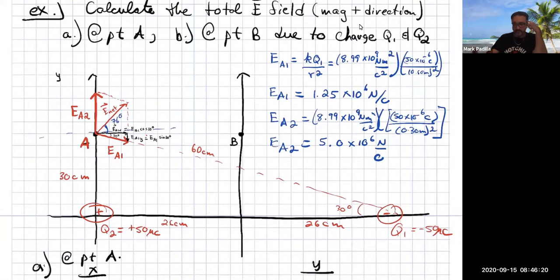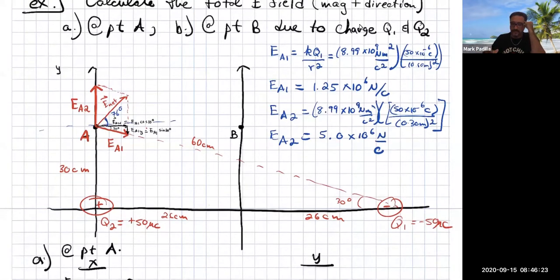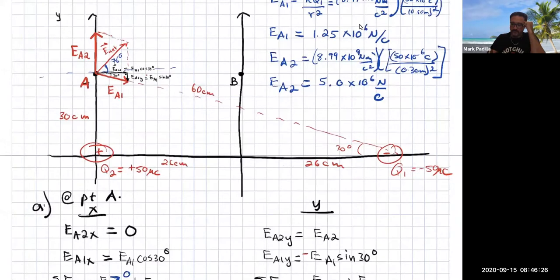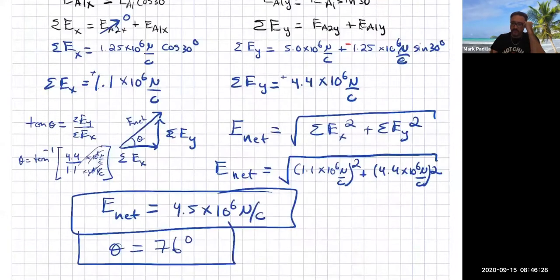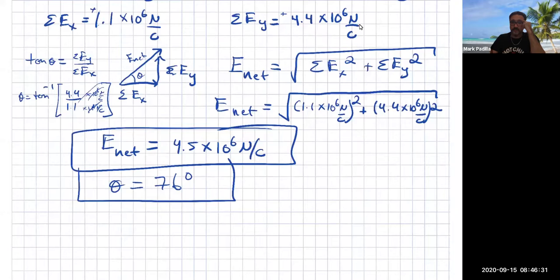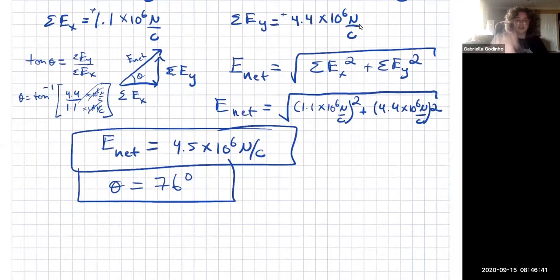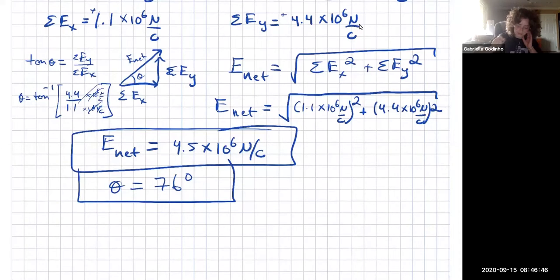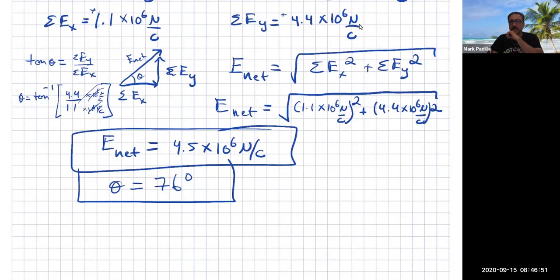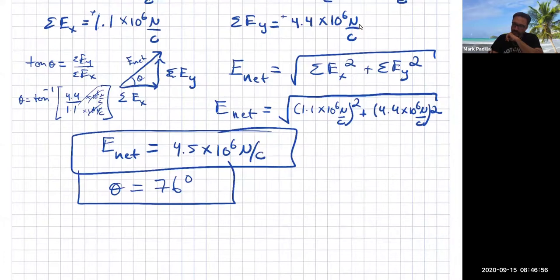All right. So that's the sum and the sum of the E field magnitude. E net is 4.5 times 10 to the 6 Newton per Coulomb, and the angle it will shoot off at is 76 degrees relative to the positive x-axis. Gabby, if it was the opposite of what it is now, that means we would add 180 degrees to the angle. Yes. It all depends on the charge you put at that location. Okay. Gotta love vectors.